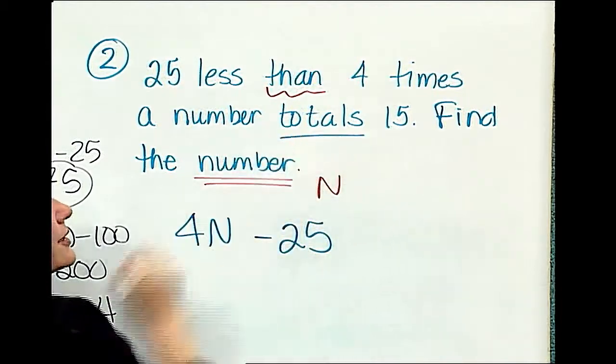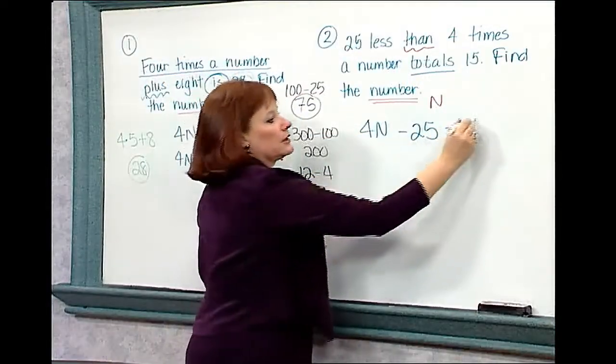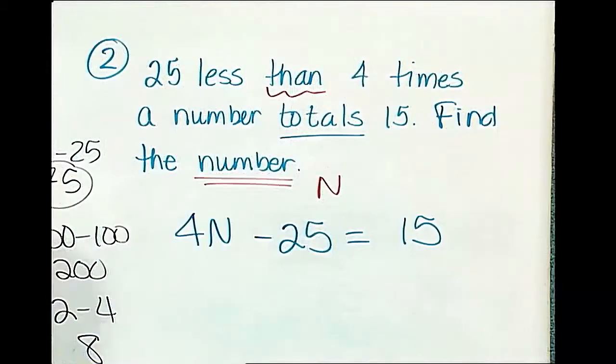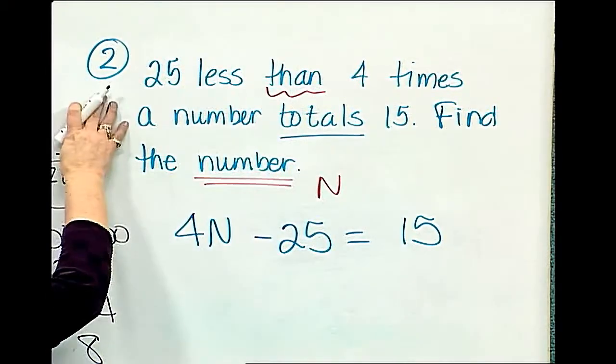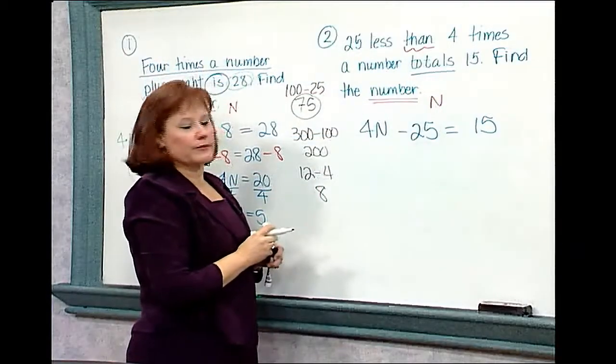And totals is the verb in this sentence. Totals is the same as equals 15. So I've changed my English words to mathematical symbols, but the sentences mean exactly the same thing.